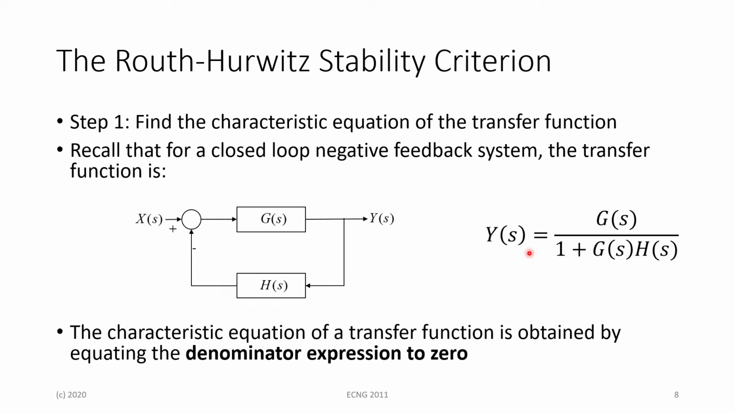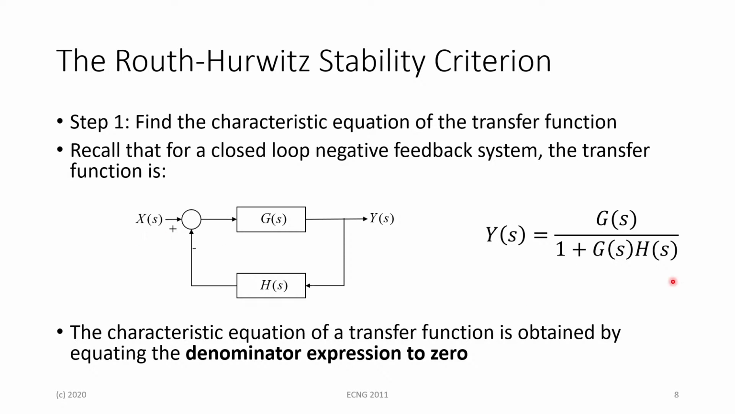So the first part of the criterion is that you need to obtain the transfer function for your system, meaning you need to get Y(s) divided by X(s) for the entire system. Once you obtain your system transfer function, you then take the denominator of that transfer function and equate it to 0. That's going to be your characteristic equation. So you obtain your system transfer function, which is Y(s) divided by X(s).